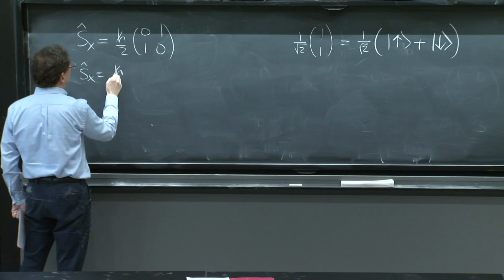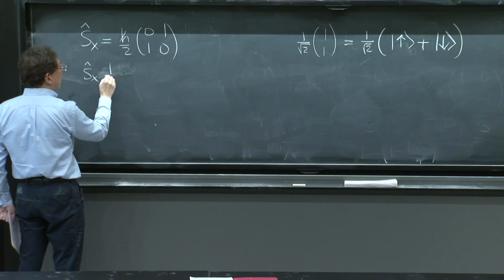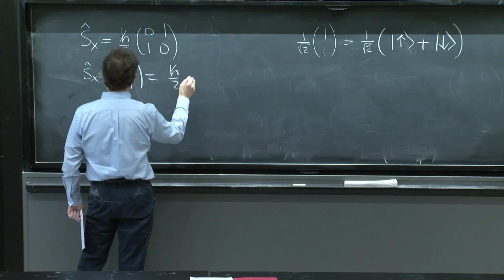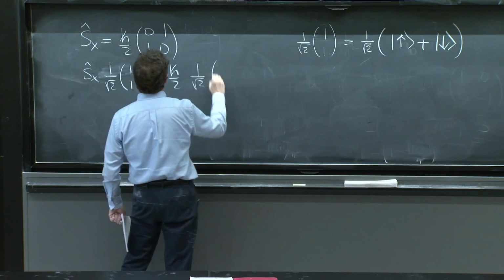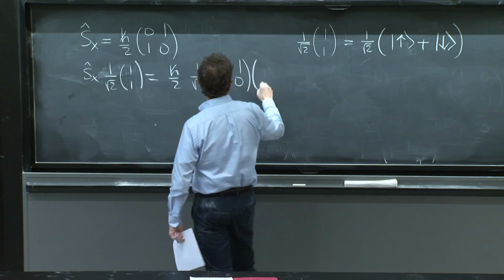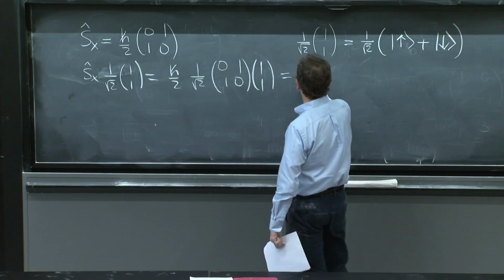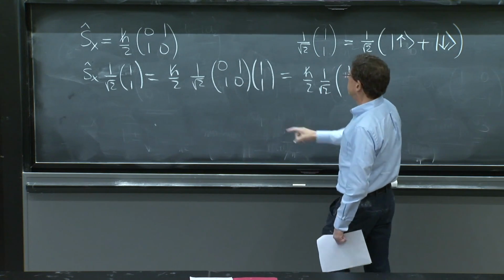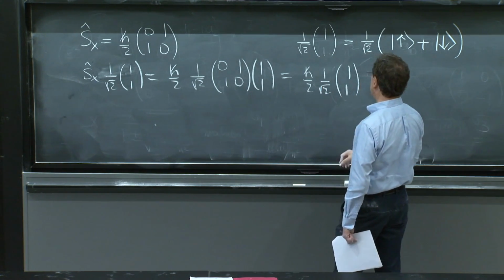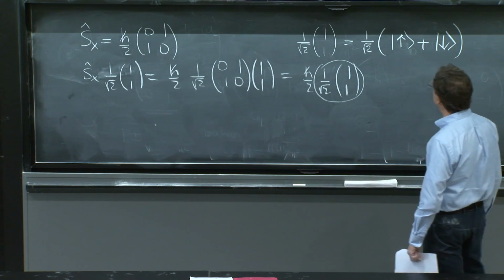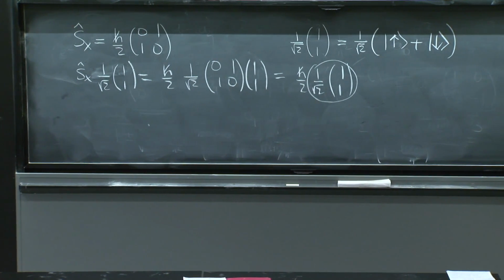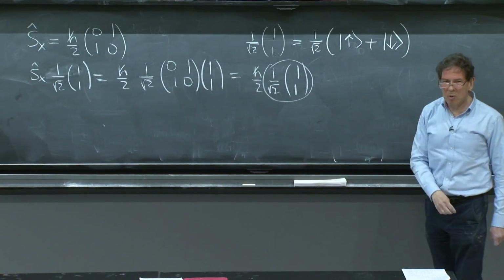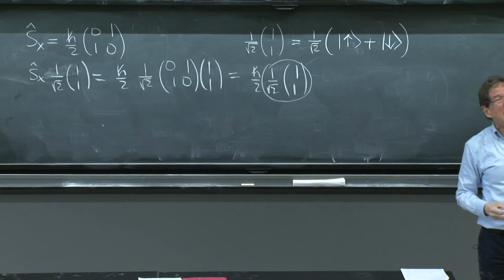Sx is h bar over 2, times 1 over square root of 2, matrix 0, 1, 1, 0, on 1, 1. That gives me 1, and another 1. Oh, I got the same vector I started with. It is an eigenstate. So this plus and down superposition is an eigenstate of Sx.